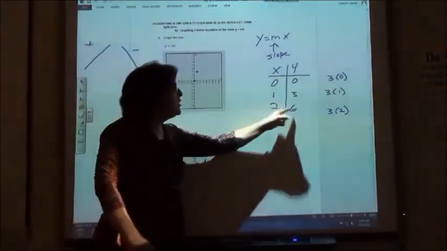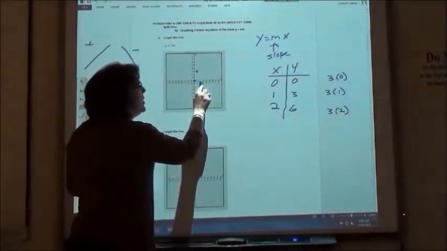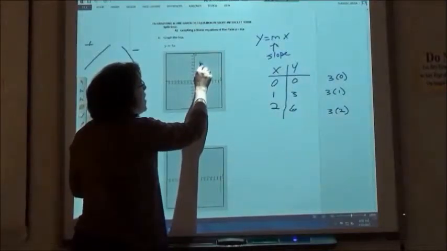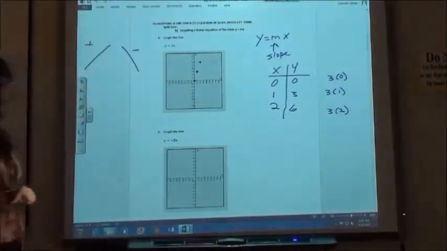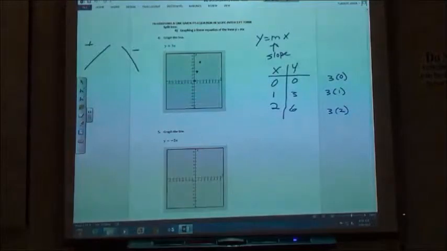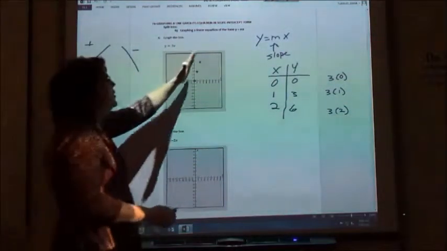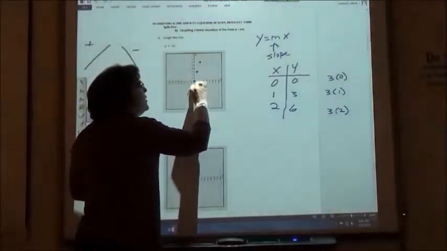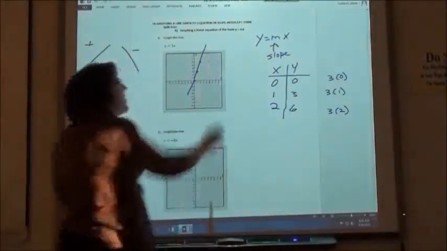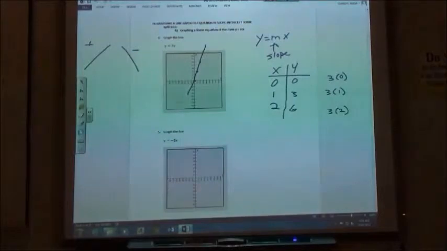The next one says 2, 6. So I go 2 in the x direction and 6 in the y direction, so I go over 2 and up 6. They have you do 3 points just to make sure everything lines up straight. Then what you're going to do is take your ruler tool, click on 2 of those dots, and then take your pencil tool and draw your line so that hopefully you have a nice straight line when you draw.